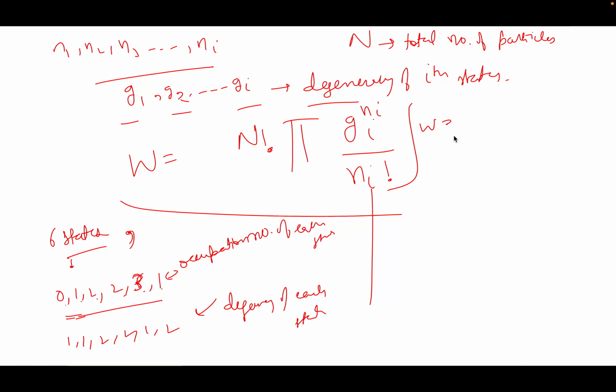W is equal to n factorial. The total number of particles is 3 plus 1, 4, plus 3 is 5, plus 1 is 6, plus 2 is 8, plus 1 is 9. 9 particles are there. 9 factorial divided by the product of ni factorial, and then the gi terms. So we need some space here actually. So I'll rub this and then solve.